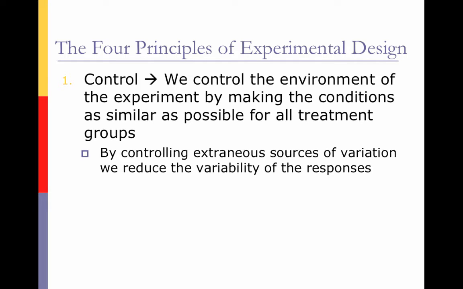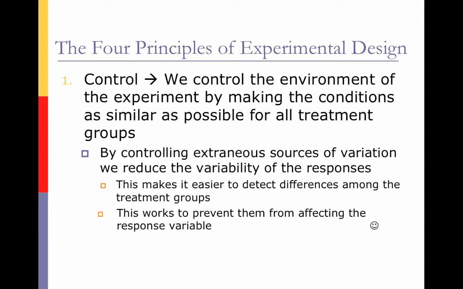By controlling the extraneous sources of variation, we reduce the variability of responses. So again, if lighting is going to have an effect, if all 3 groups are exposed to the same amount of light, then that light would have an equal effect on all groups. So by controlling that, we'd be able to see past that specific variable, and it limits the amount of variation that we have. It makes it easier to detect differences among the different treatment groups, and it works to prevent them from affecting the response variable as well.